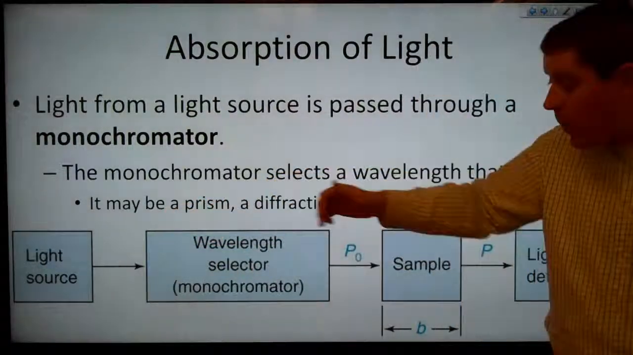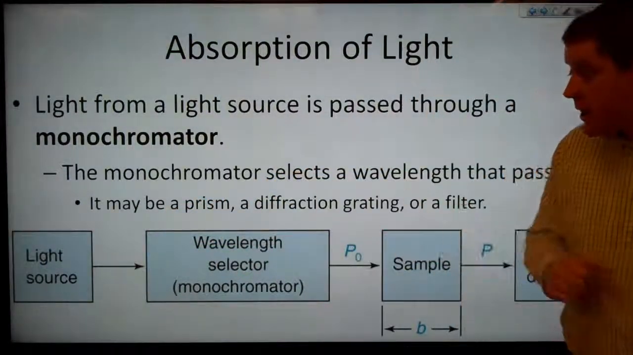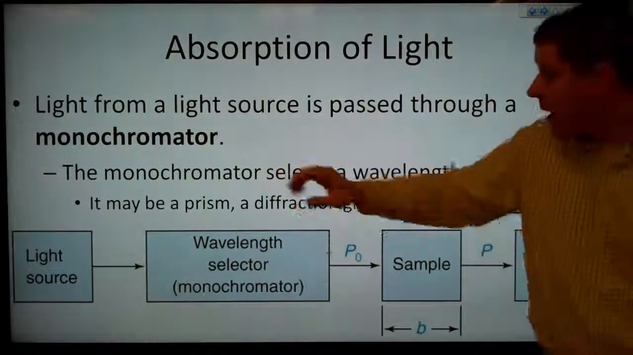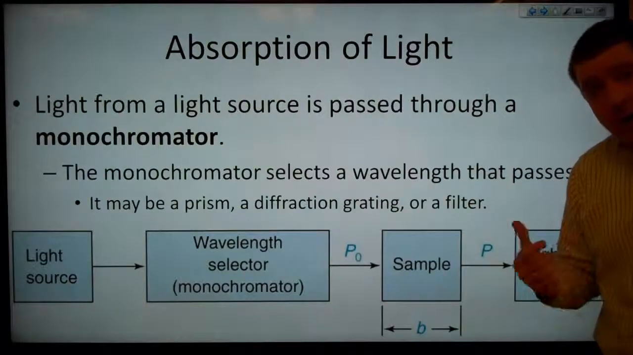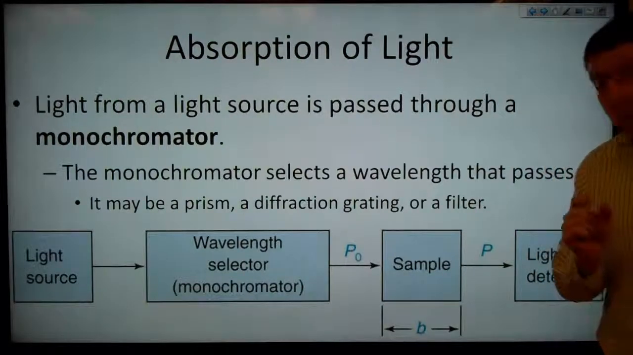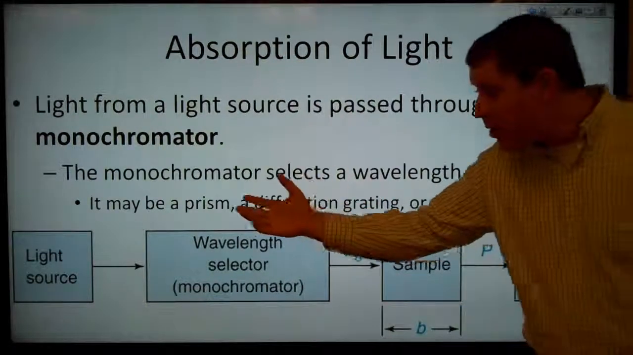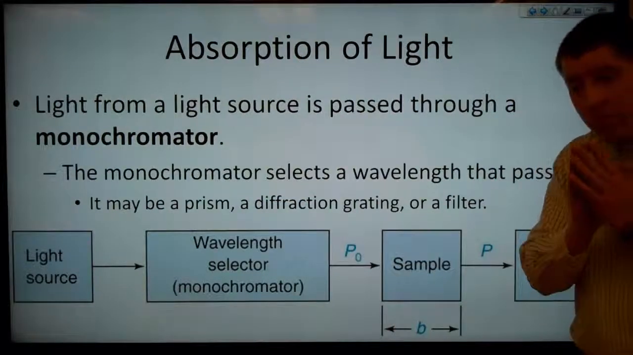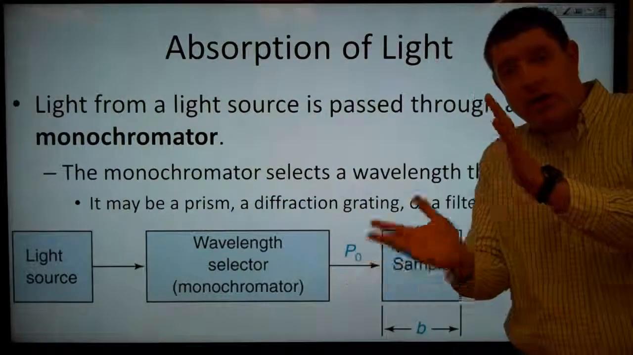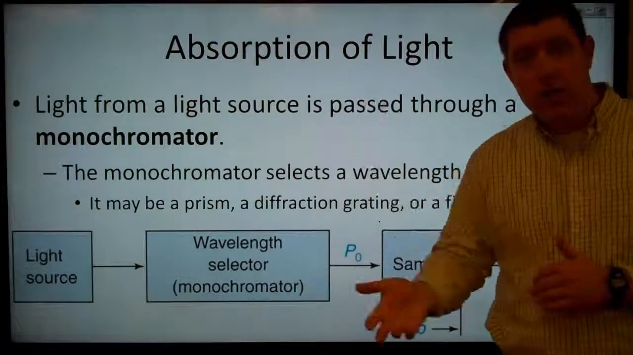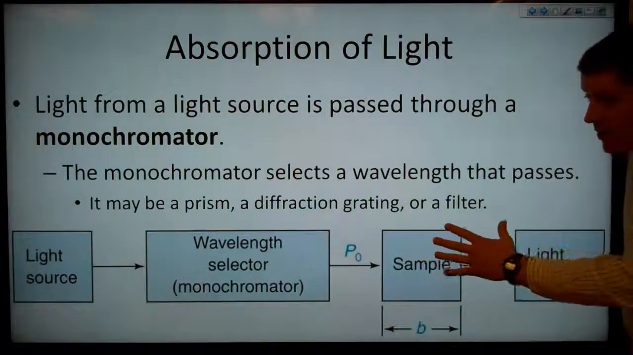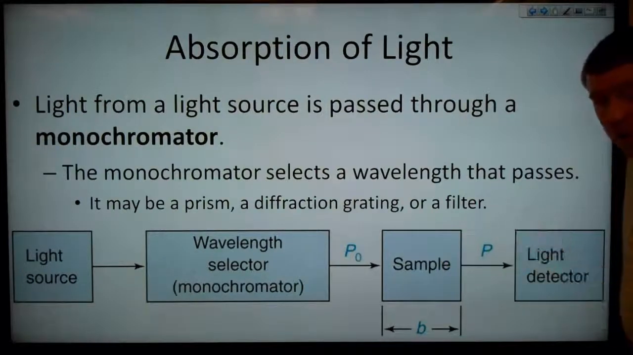It goes into a wavelength selector that picks a wavelength. This is called a monochromator. It is selecting ideally one wavelength, although generally it's a small wavelength range. A monochromator could be a prism. You know that a prism takes in white light and spreads it out, and if you shine the light on, say, a screen, you'll see a rainbow pattern. So it may be a prism, a diffraction grating, or maybe a filter.